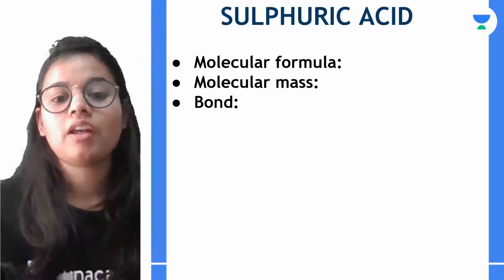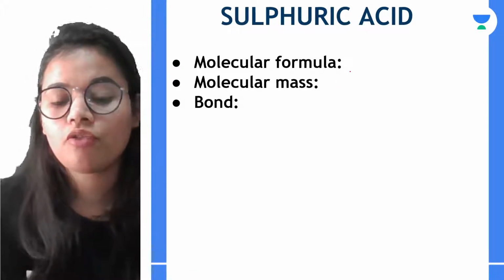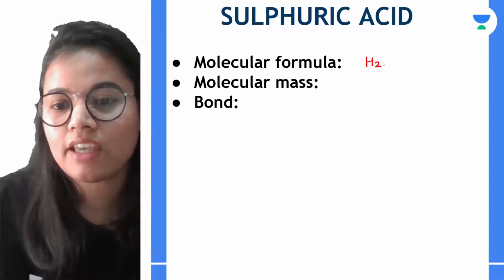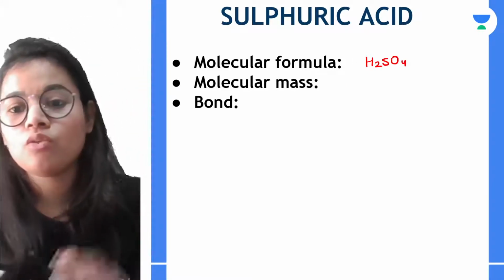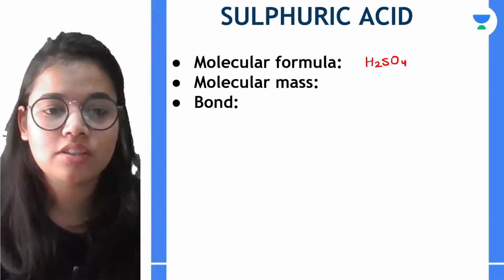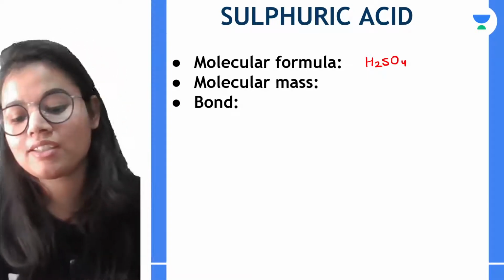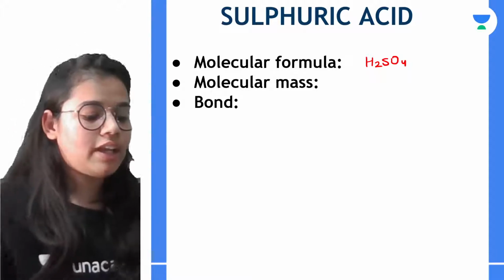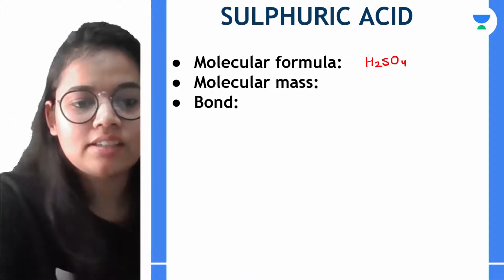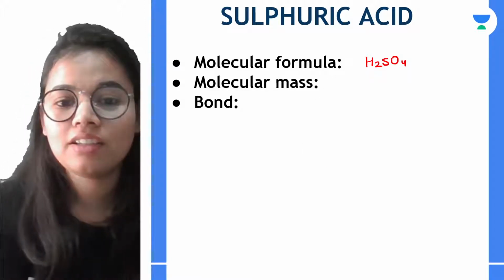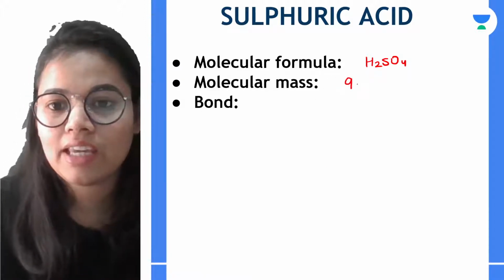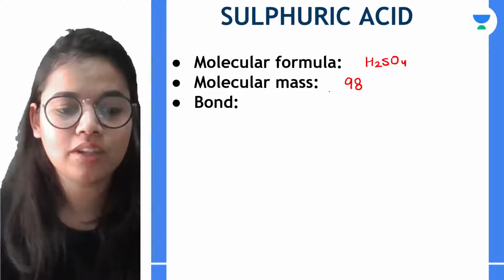Alright, perfect. Okay, talking about the molecular formula of sulfuric acid, it is H2SO4. 2 hydrogen, 1 sulfur and 4 oxygen. Can anybody let me know what is the molecular mass of sulfuric acid? Hi Shrishti. So what's the molecular mass of sulfuric acid? It is 98 atomic mass unit.